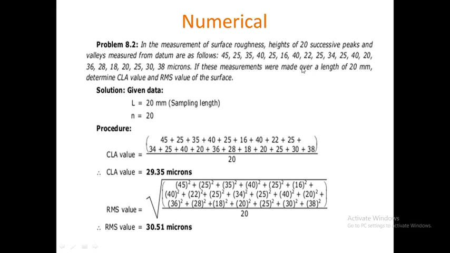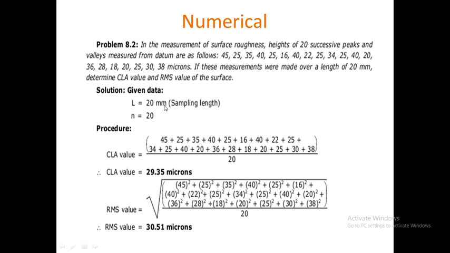If these measurements were made over a length of 20 mm, this 20 mm is nothing but the sampling length. As explained in the previous lecture, whenever we determine the surface roughness, we consider only a particular portion of the workpiece, and that length is the sampling length. So here the sampling length is given as 20 millimeter. Now we have to determine the roughness value using the CLA method and the RMS method. So we will see the solution.